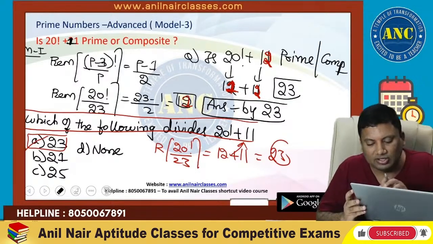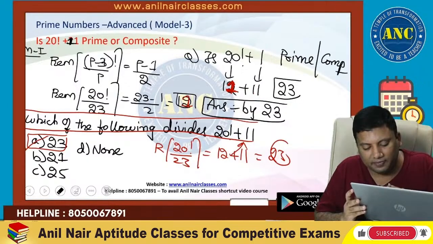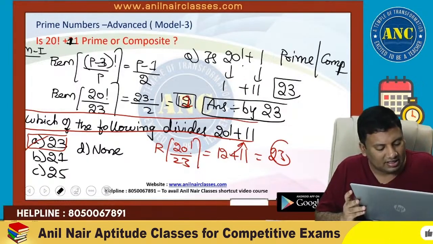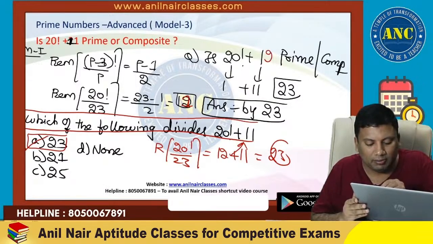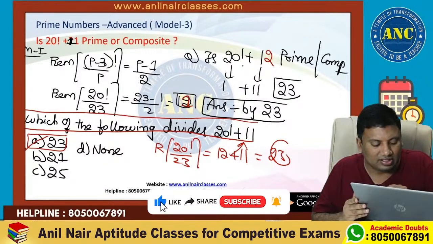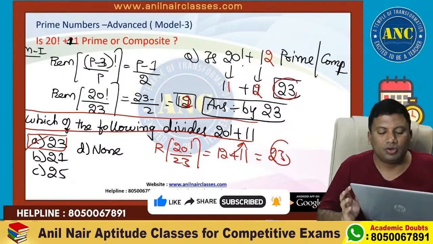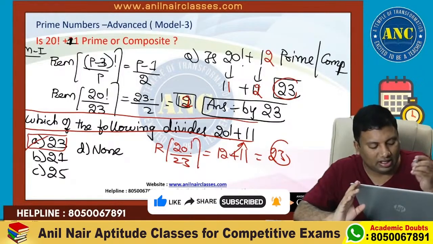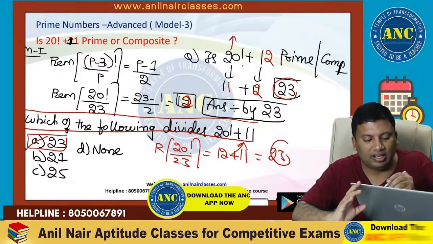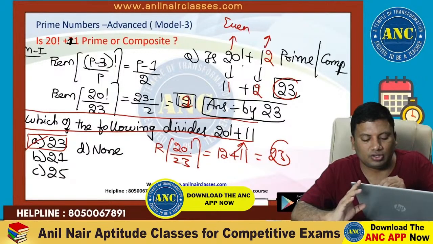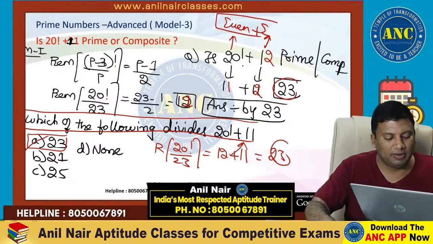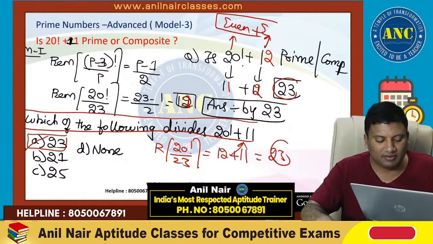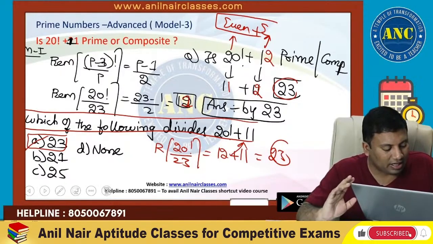Let me change the question to this. I hope you understood what is going on in my mind. This is 12, this is 11, 11 plus 12, the answer is divisible. You don't need to do all this. 20 factorial is an even number, 12 is an even number. Even plus even is even. Answer will be divisible by even. Please make a note of it.